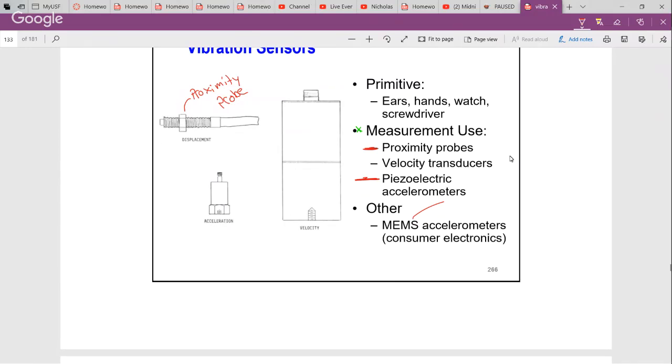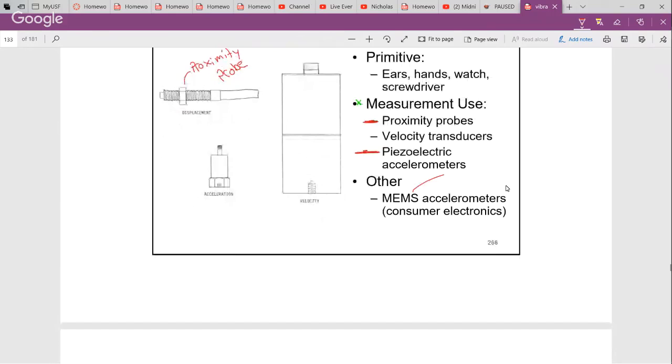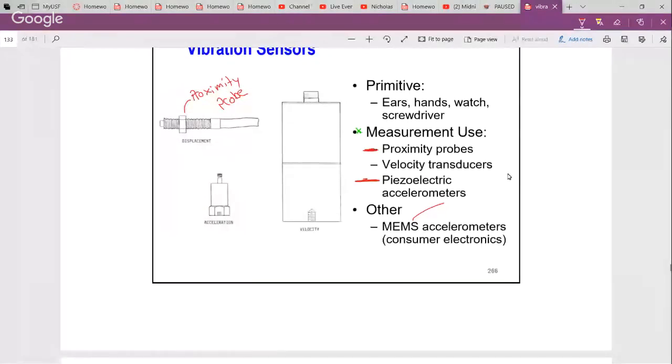All right. So I'll just leave that with you, that MEMS type accelerometers that you find in consumer electronics are very limited in their ability to actually measure vibration or dynamics over any meaningful frequency range or magnitude.